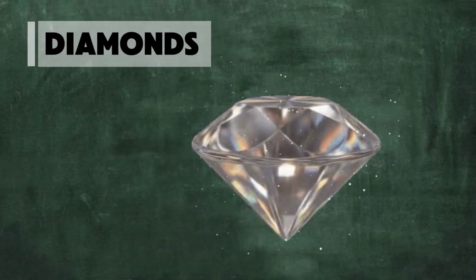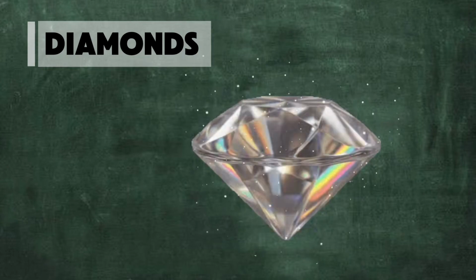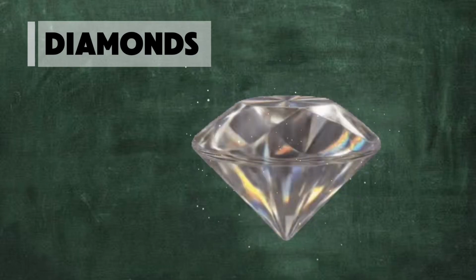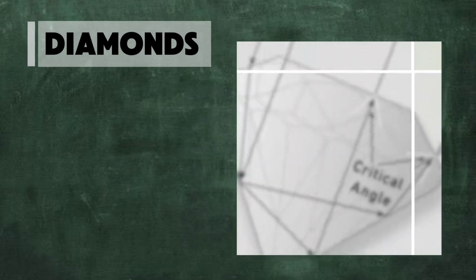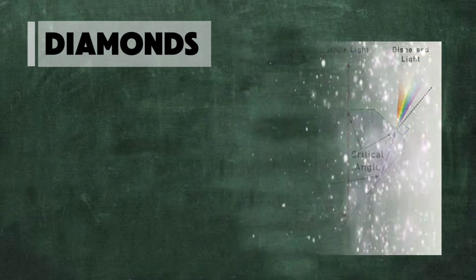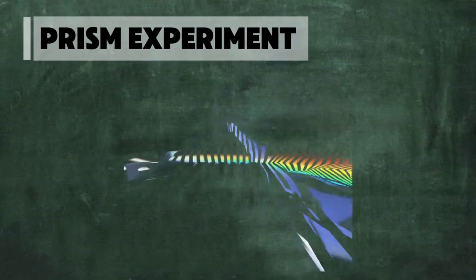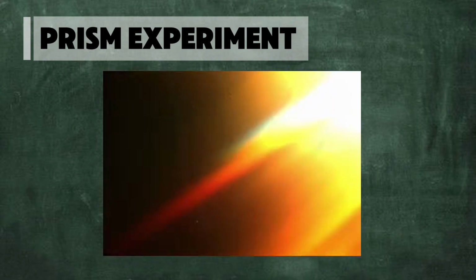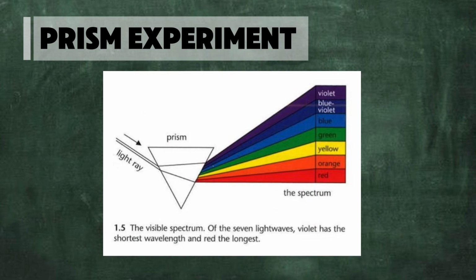Second example, diamonds. Diamonds sparkle with many colors because light entering the diamond is repeatedly bent and reflected inside the crystal. Different colors separate due to dispersion, producing colorful flashes of light. Third example is prism experiment. When white light passes through a prism, the prism bends each color differently. Violet bends the most while red bends the least. Because of this, the colors separate and form a visible spectrum called dispersion.